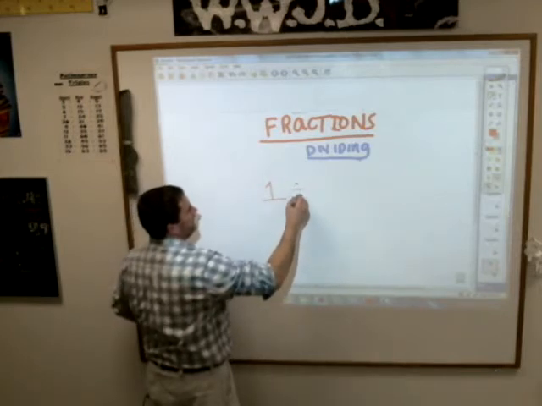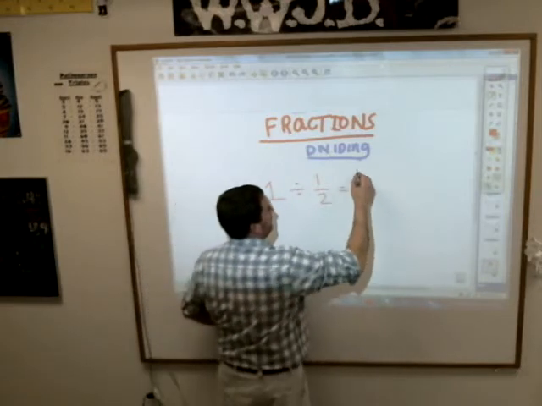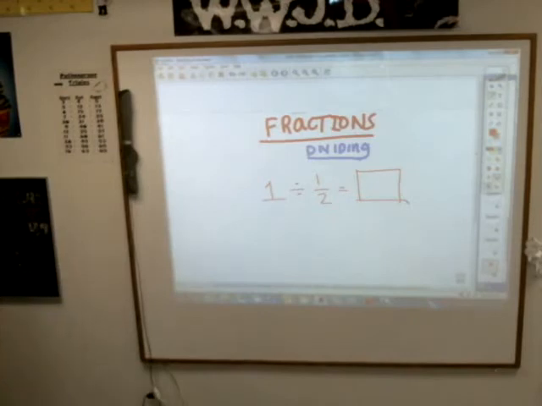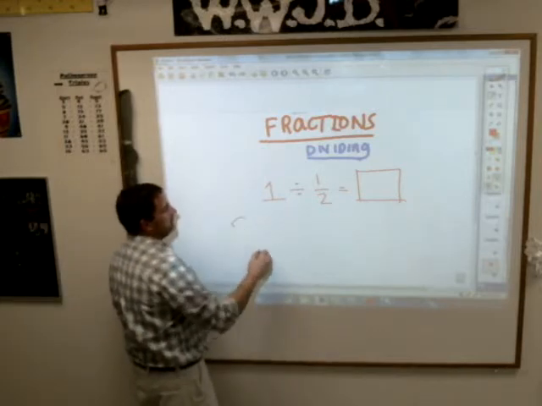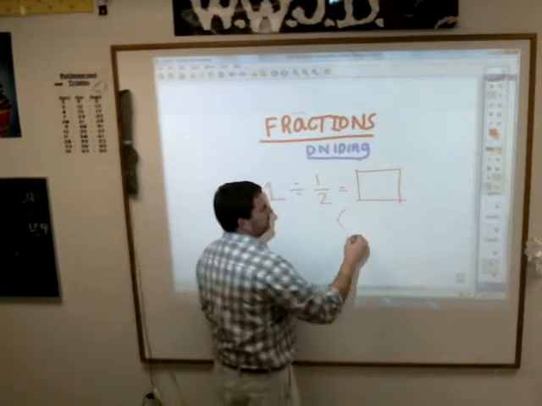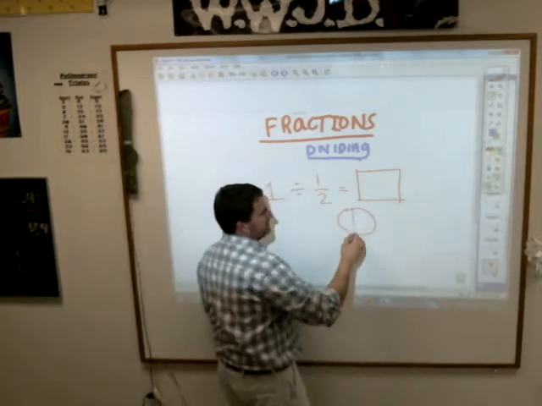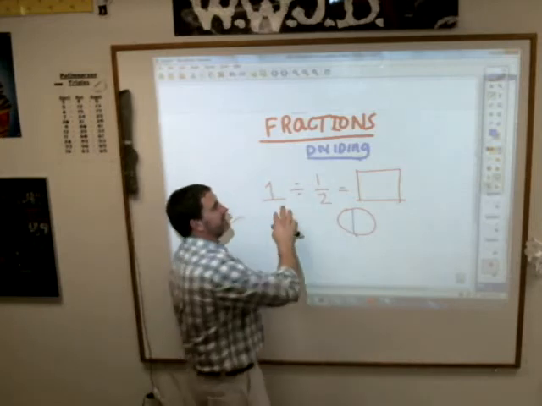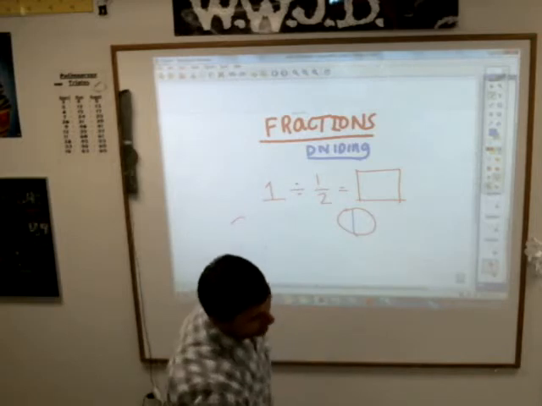1 divided by 1/2 is what number? Now think about this just for a second. If you have one thing, let's say I have my one circle. Let's do my one circle over here where we'll draw. And I cut it into halves. I'm asking how many halves are in one circle. So 1 divided by 1/2, which doesn't make a lot of sense to most people because you get 2.